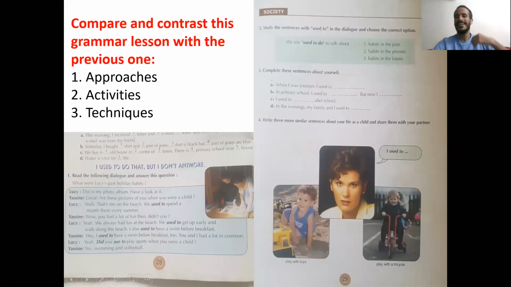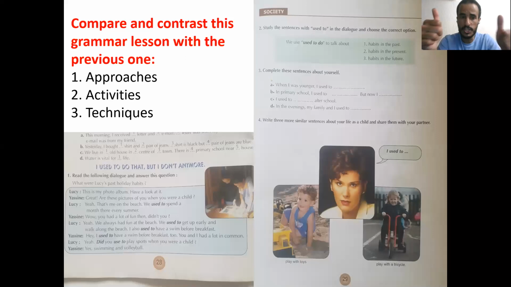Good, now another one, another grammar. So compare and contrast this grammar lesson with the previous one. You compare approaches, activities used, and techniques. This is the book, first back, sorry, Common Core. It's the 10th grade Outlook. Here the grammar lesson is about used to, past habit, activities. Okay, so let's see here.